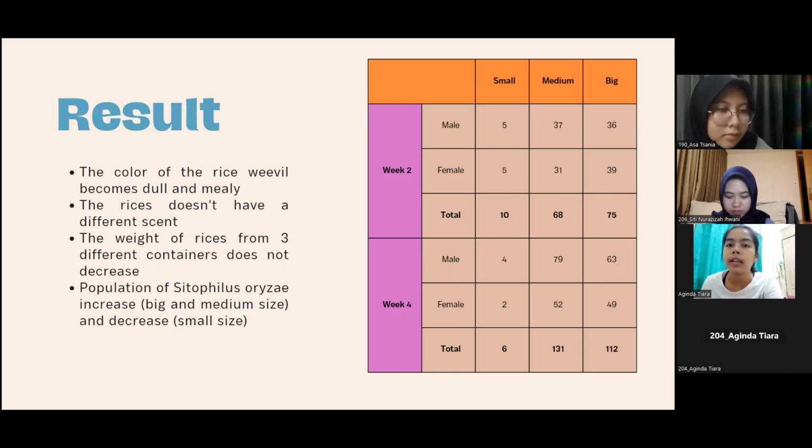The color of the rice we feel becomes dull and mealy. The rice doesn't have a different scent. The weight of rice from the three different containers does not decrease, and the population of Sitophilus oryzae increases in the big and medium sizes and decreases in the small size container.